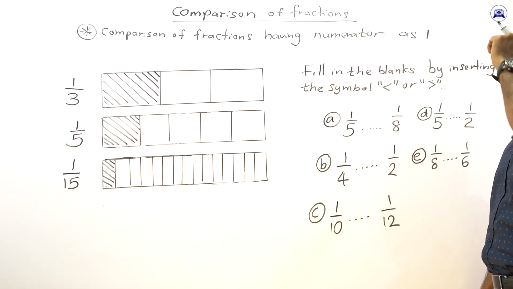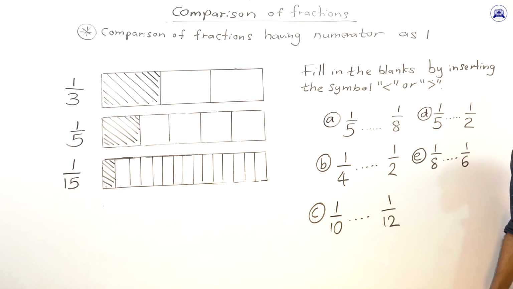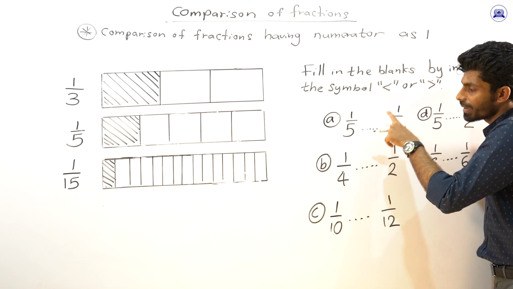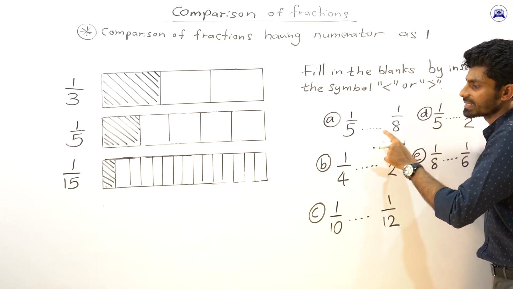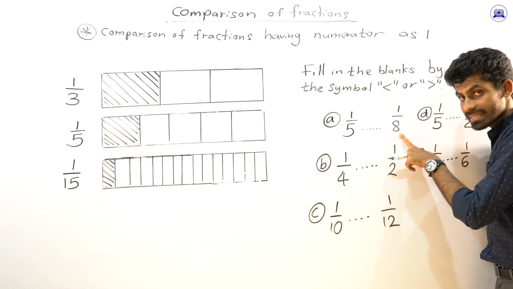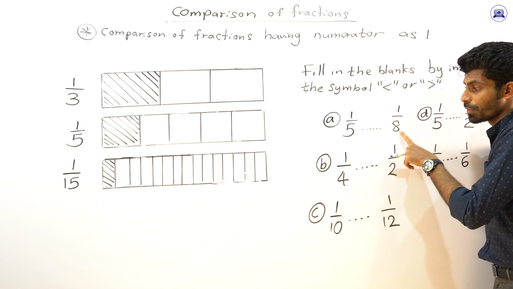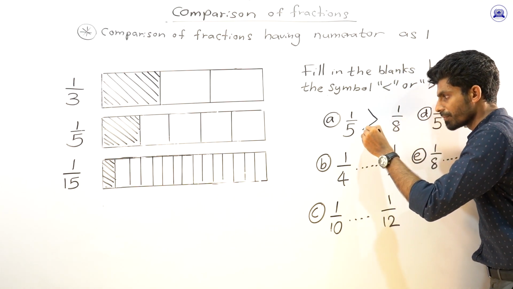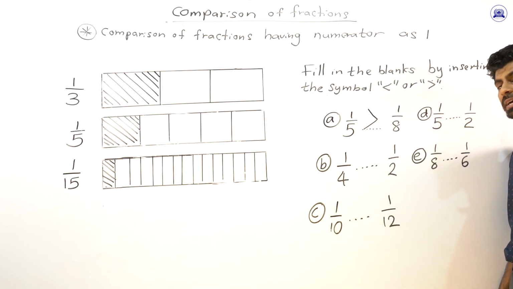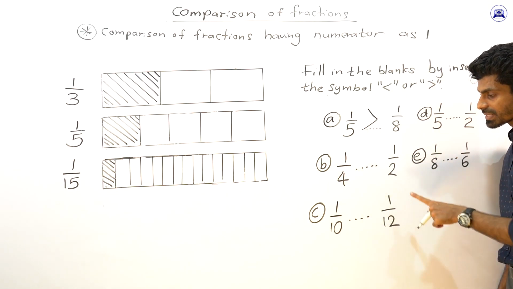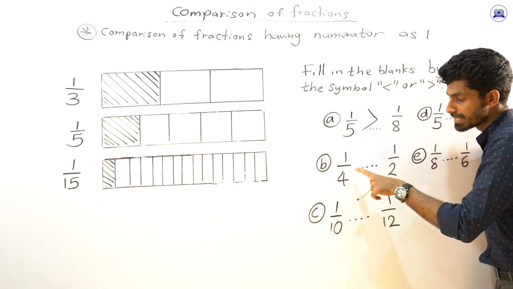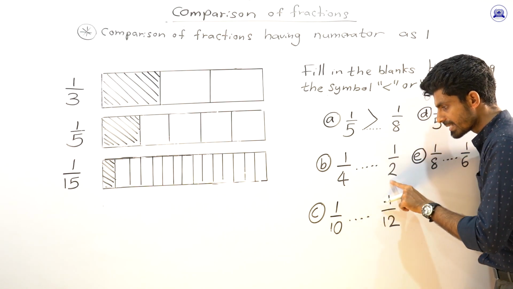Fill in the blanks by inserting the symbol less than or greater than. 1 over 5 and 1 over 8. Which one is the greatest one? 8 is the greatest denominator. So this is the smallest fraction. So you can say 1 over 5 is greater than 1 over 8. Let's move to the second example. Numerators are also 1, doesn't matter. Let's consider the denominator.